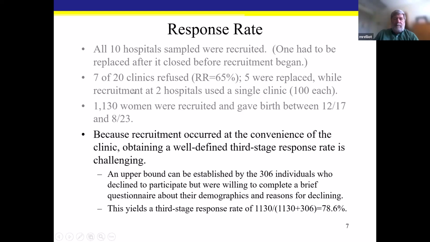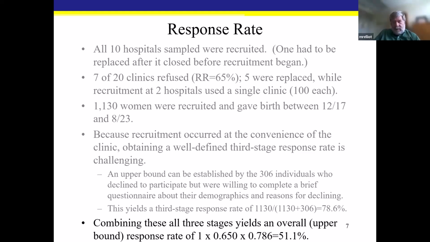In terms of the response rate, at the hospital and clinic level, which I think honestly is probably the most critical thing for non-response bias, we did very well. Within the clinics, it's a little hard to say how we did because recruitment occurred at the convenience of the clinic. We know there are at least 306 women that we approached that refused to participate, and they filled out a little questionnaire about why. We got a third stage response rate, if you treat that as an upper bound, of about 80%.